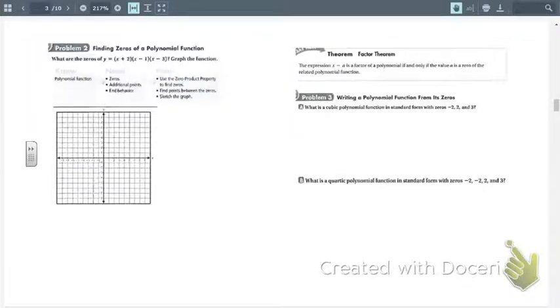Okay, we need to finish up lesson 5.2. We're going to first talk about the factor theorem. This theorem is going to help us with example problem 3. So it says the expression x minus a is a factor of a polynomial if and only if the value a is a zero of the related polynomial function.